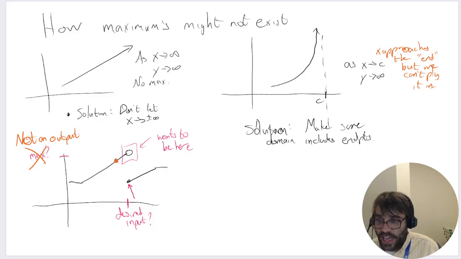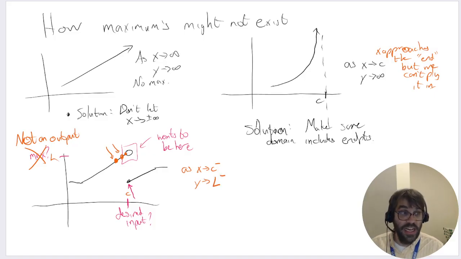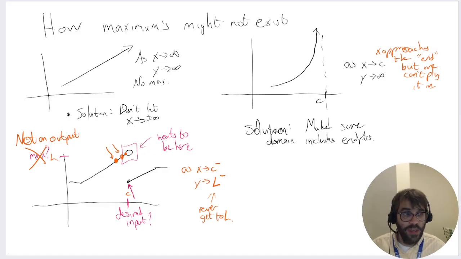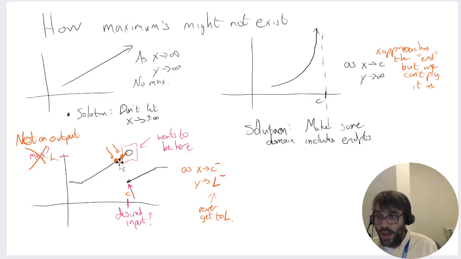And so here's what you can do. You can get this output really close to it. You can keep going. Basically, you can say, hey, as x approaches c from the left, if we call this c, y approaches L from underneath, from below, but we never get to L. And so any point that you claim is the maximum, if it's on this upward slope, I'm going to say, hey, just get a little bit closer to c, and you get a bigger output, and you can always do that. There's no maximum. The problem here is that there's just a weird jump.